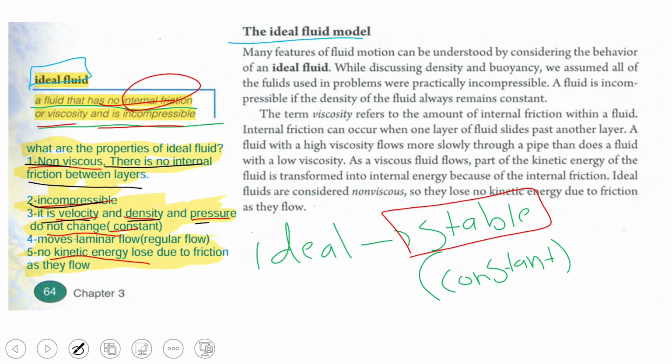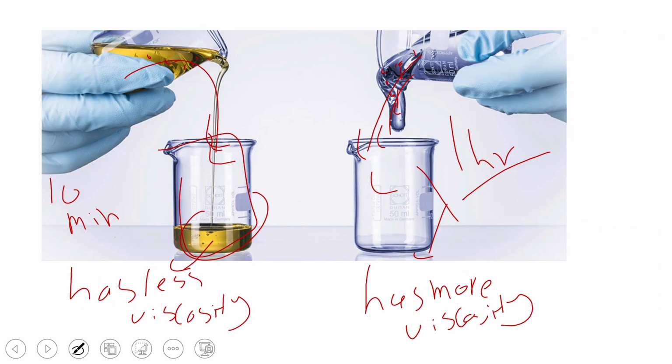We said why? Because it's ideal and stable. Moving of ideal fluid. Which type did we study now? We studied two types of moving fluid: laminar and irregular, regular. Ideal fluid, which one of them? Ideal fluid moves in a laminar, regular way. Property number 5: no kinetic energy loss due to friction. So in general, all of them are stable, non-viscous, incompressible, no kinetic energy loss, velocity, density, all constants. Okay.